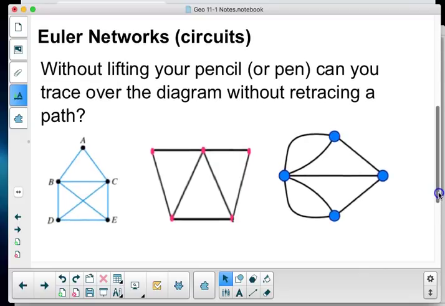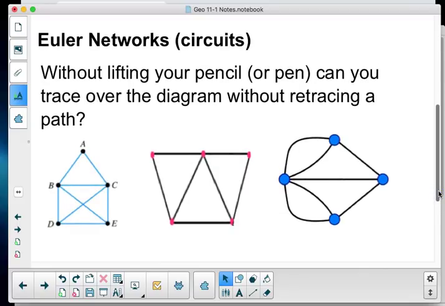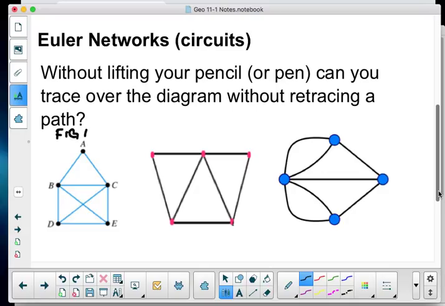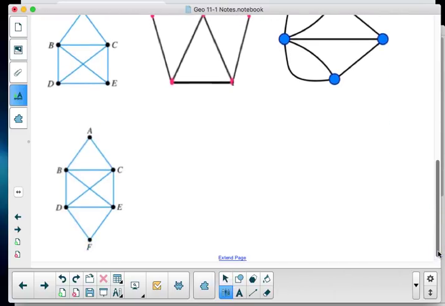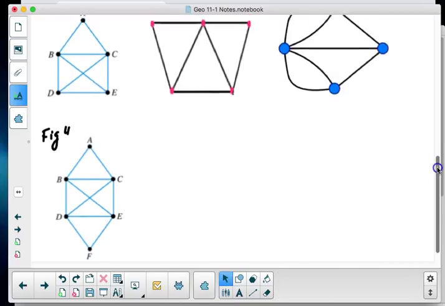Now, this last thing, Euler networks and circuits. These are just really fun when we're talking about Euler. Without lifting your pencil or pen, can you trace over the diagram without retracing its path? There is a rule that you can follow when you do this. Now, when I'm looking at this figure one, and let's call this one figure two, this one's figure three, and I think I got a figure four down here. Okay, so we got these four figures.